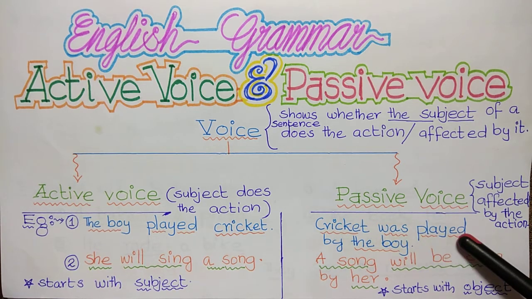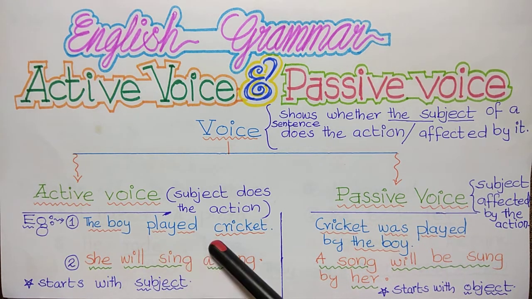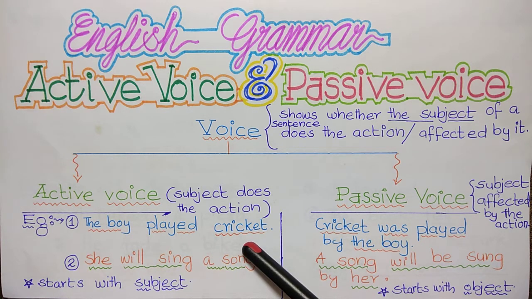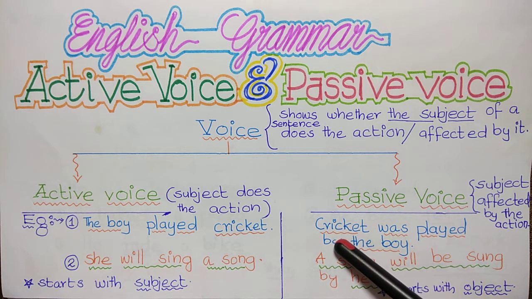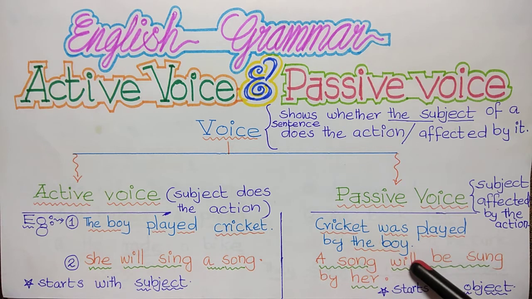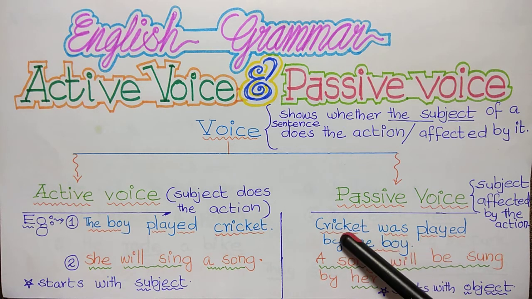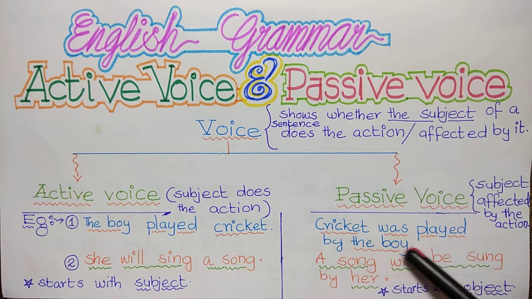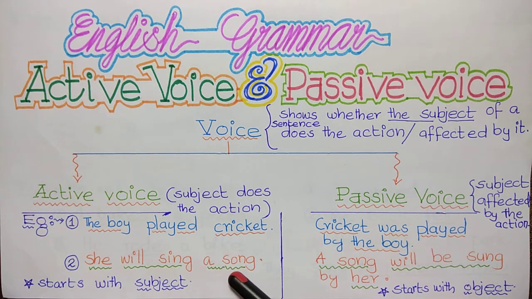See the passive voice. When we convert this sentence, that is, the boy played cricket, to passive voice, it becomes cricket was played by the boy. So it is starting with the object, cricket. So it is in passive form. She will sing a song. We convert it to passive voice, and then the object becomes the subject here: a song will be sung by her. So it is in passive form.